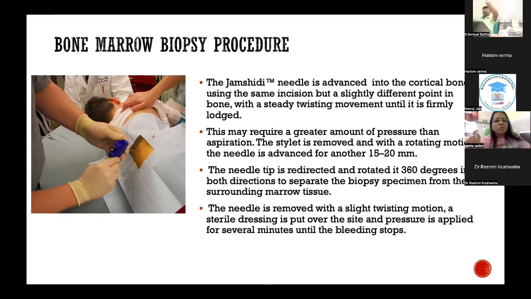The PSIS is a very safe site to collect the biopsy. A very adequate and large size of bone marrow biopsy can be obtained from this site. Then we will move with a slight twisting movement and remove the needle. Sterile gauze will be kept on that and pressure has to be applied for several minutes until the bleeding stops. But we don't seal that site before we examine the biopsy.